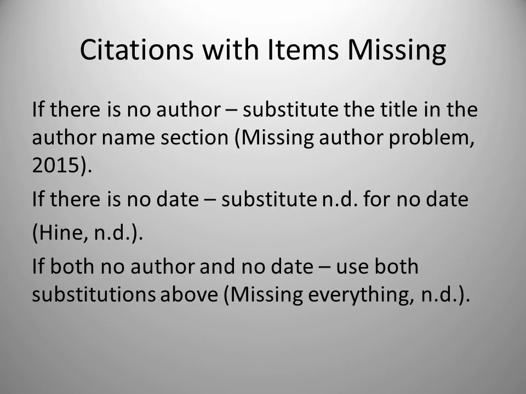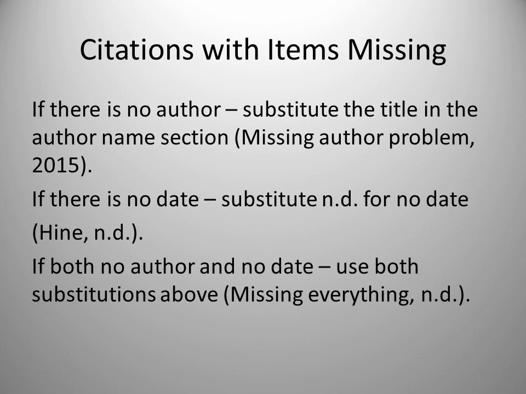Citations with items missing can throw us at first, but we just do substitutions. So if there is no author, we have an article we want to use and we can't find the author, there's no author listed at all, then you would substitute the title in the author section. So the title of this article is Missing Author Problem, and then I put the date it was written. So Missing Author Problem is the title, comma, and the date.